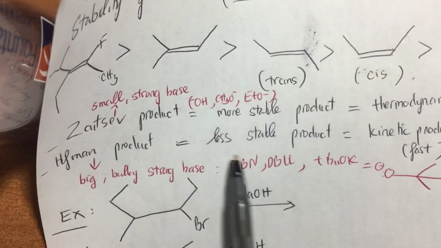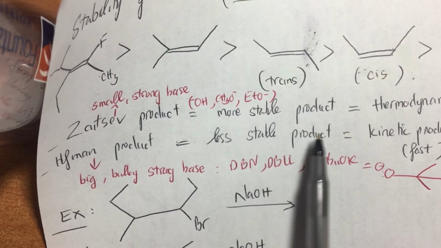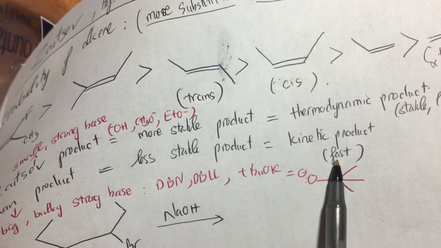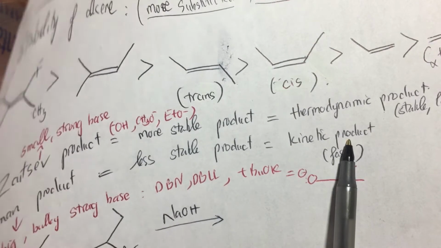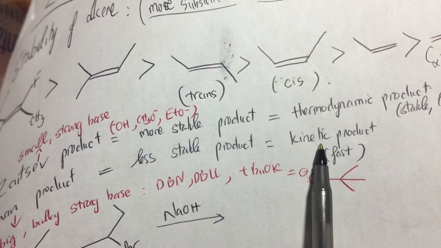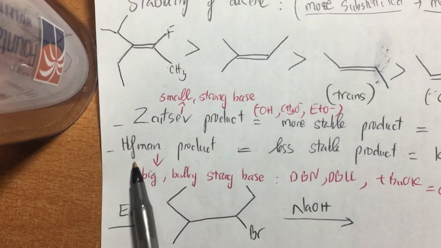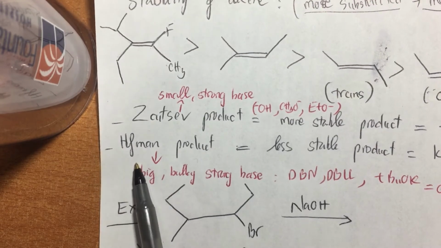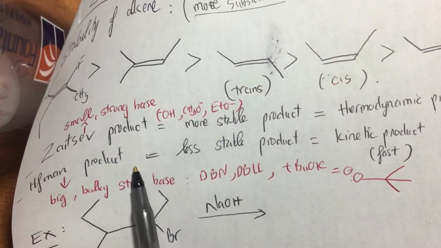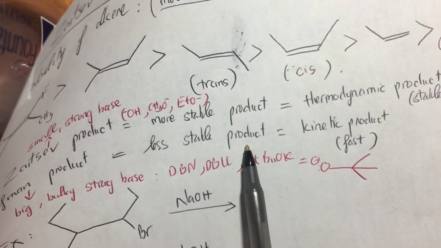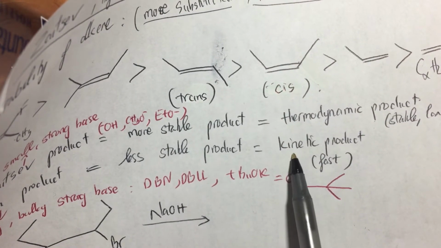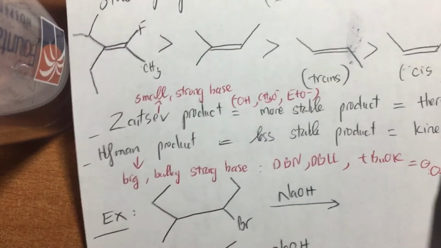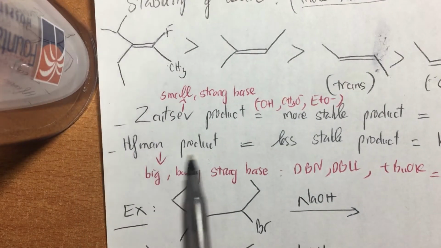And also Hofmann product. Hofmann product is the less stable product, so it will be less substituted. And this is forming really fast. It is a kinetic product. So if the teacher asks you, what is the Hofmann product? Draw the structure of the Hofmann product. Or draw the structure of the less stable product, or the kinetic product, or the product forming faster. Then you have to know this is all the same thing. It means Hofmann product.